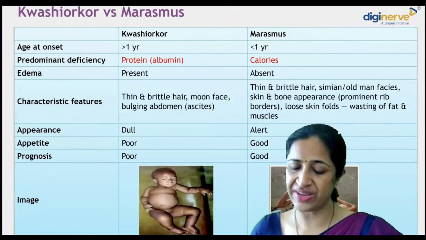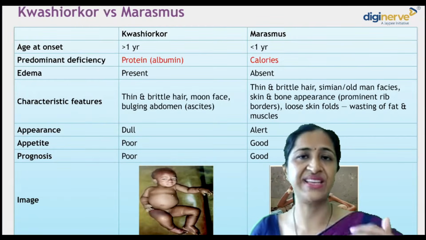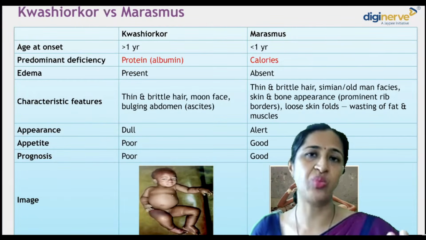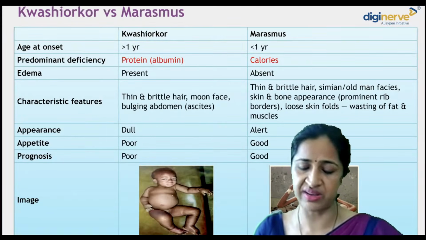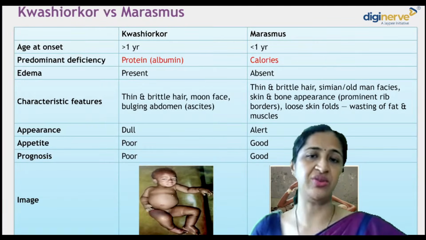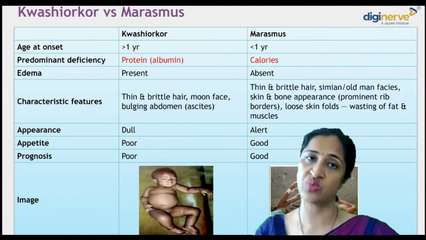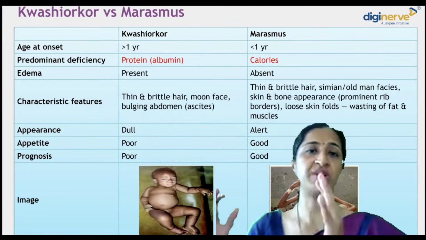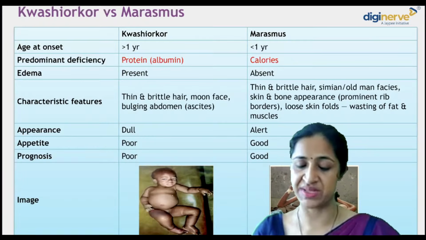Now, just the differences. Kwashiorkor and marasmus difference is that the age of onset is more than 1 year in Kwashiorkor, less than 1 year in marasmus. This is completely theoretical. Predominant in these are both called protein energy malnutrition. So, protein part more deficient than energy part is Kwashiorkor. Energy part more deficient than protein is marasmus.